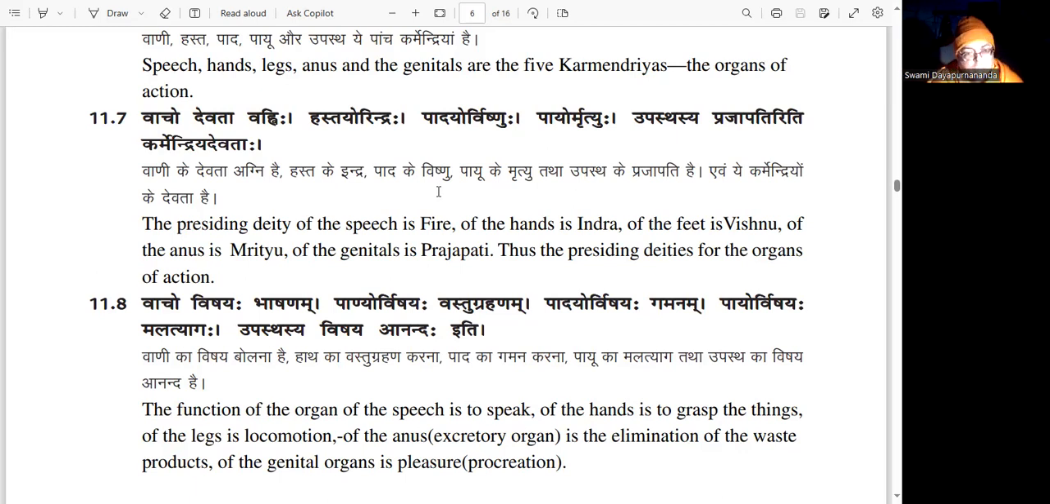So he says, Vachaha vishaya bhashanam: speech, the vishaya of speech is speaking. The function of the organ of speech is to speak. After giving the deity, we said that the deity of Vacha is Vani, the fire. Through good speech you may help and inspire others, like the famous speeches of Swamiji at the Chicago Parliament of Religions, and the lectures from Colombo to Almora. He inspired millions in the world, and there are many other famous speeches in the history of humanity also.